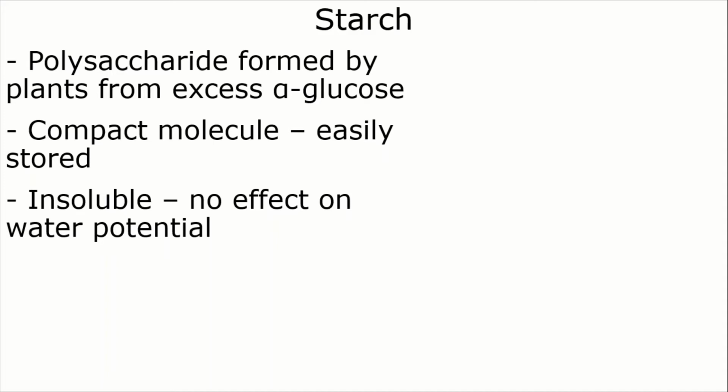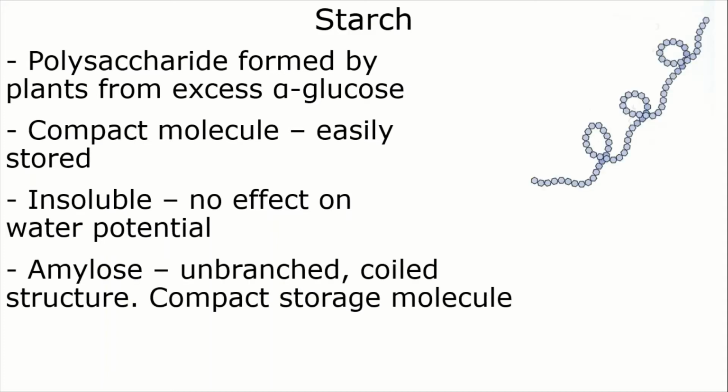So starch typically forms one of two structures. The first one we'll look at is amylose, which we can see here in the top right hand corner of the screen. Amylose is an unbranched structure, and it forms this coiled structure. It's a very compact molecule. These coils allow it to form very small compact structures, so it can be very, very easily stored.